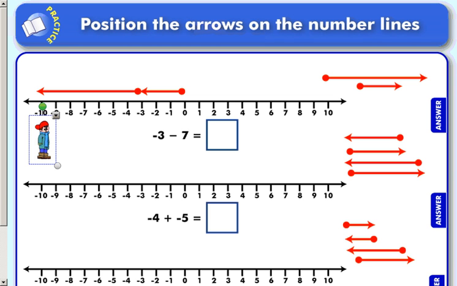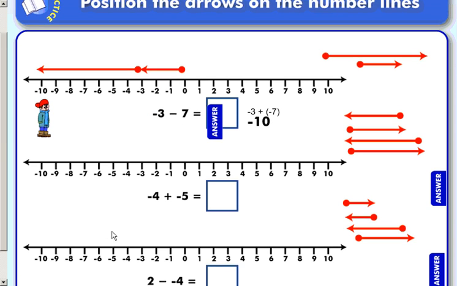Now, sometimes people write this problem in this way. -3 plus an additional -7. When we do that, we find out that we are at -10. Here's my answer. -3 plus a -7 is a -10. Okay, let's look at the next set of arrows.